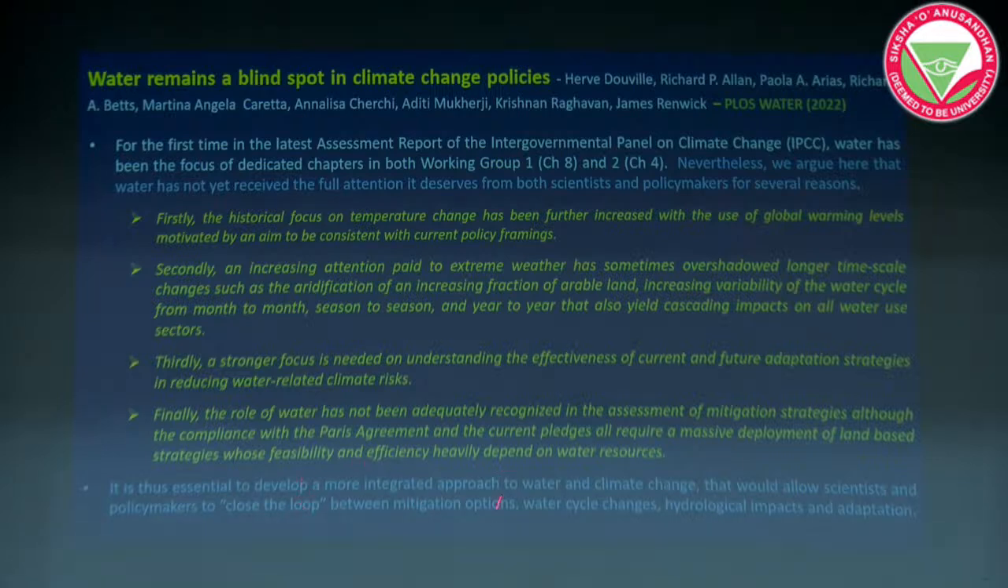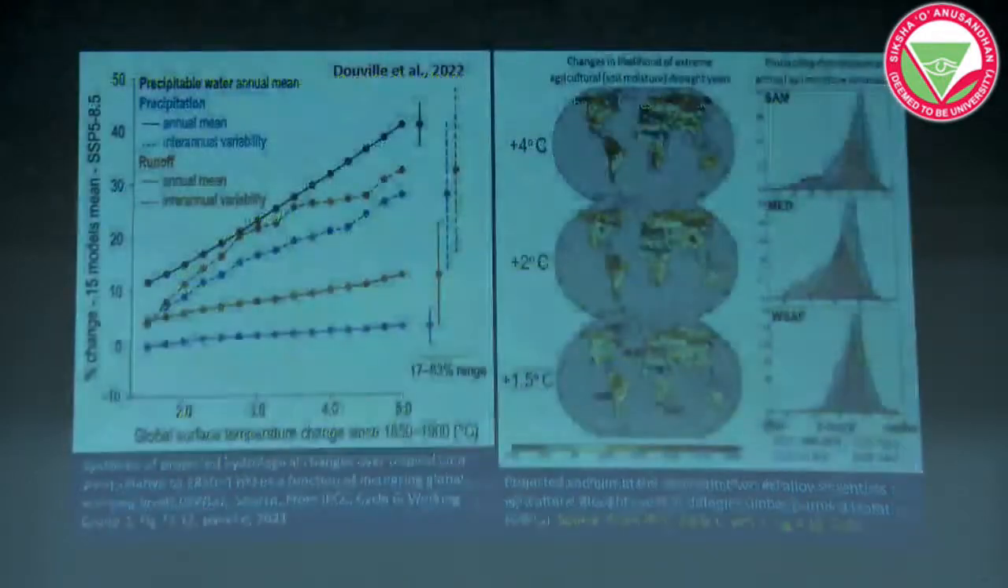So water becomes an element. If you want to go to adaptation, it is closely tied to water. Even mitigation options are also tied to water. So you cannot separate water from climate. So that's the main thing. So you have to close the loop. So all the 3 working groups have to work together. That is the main message.